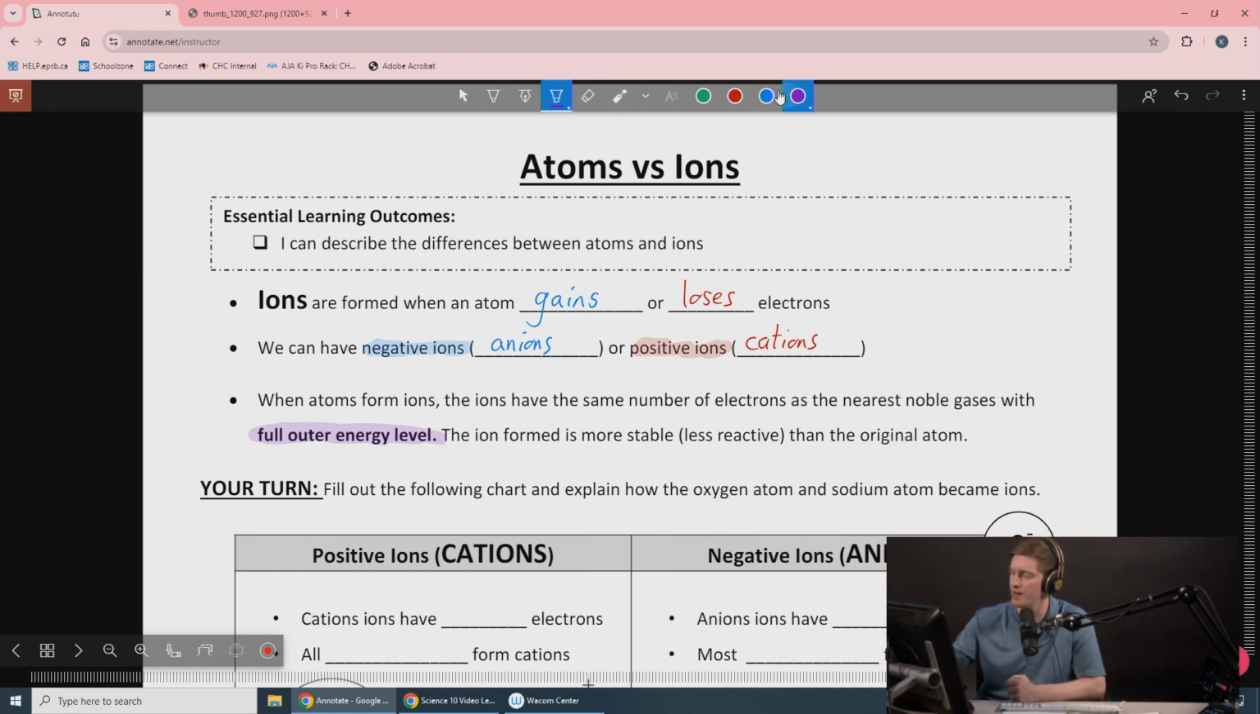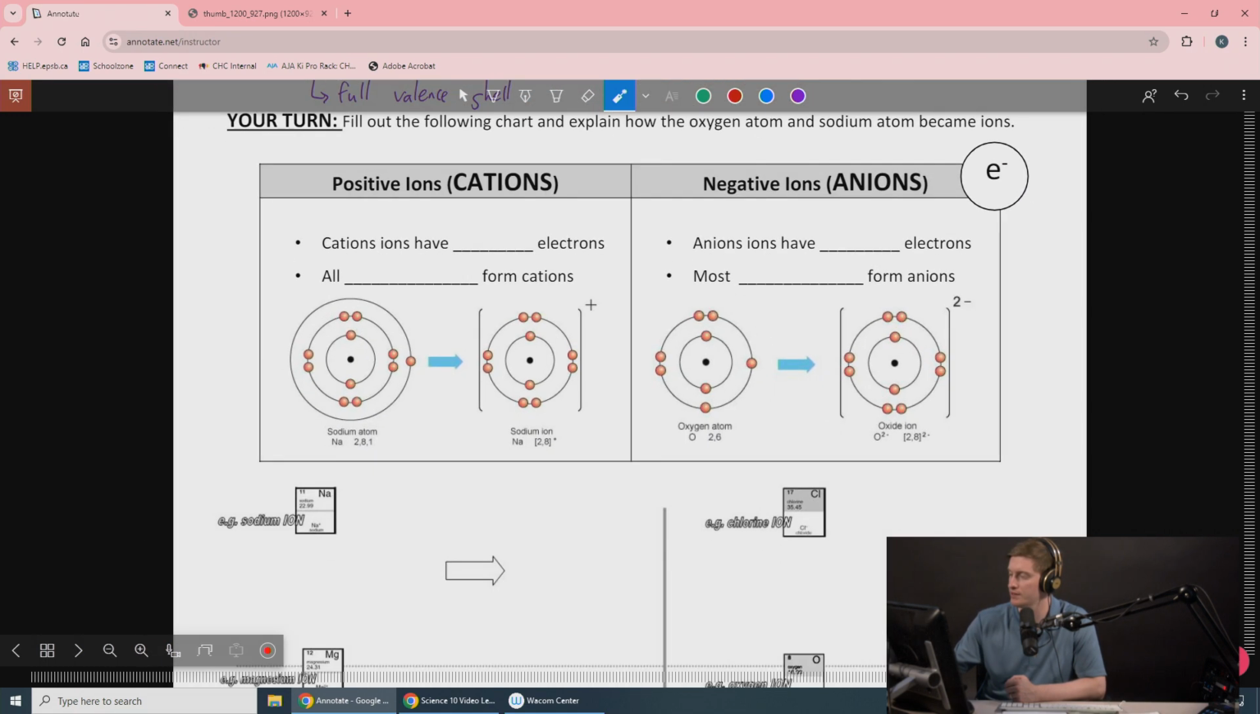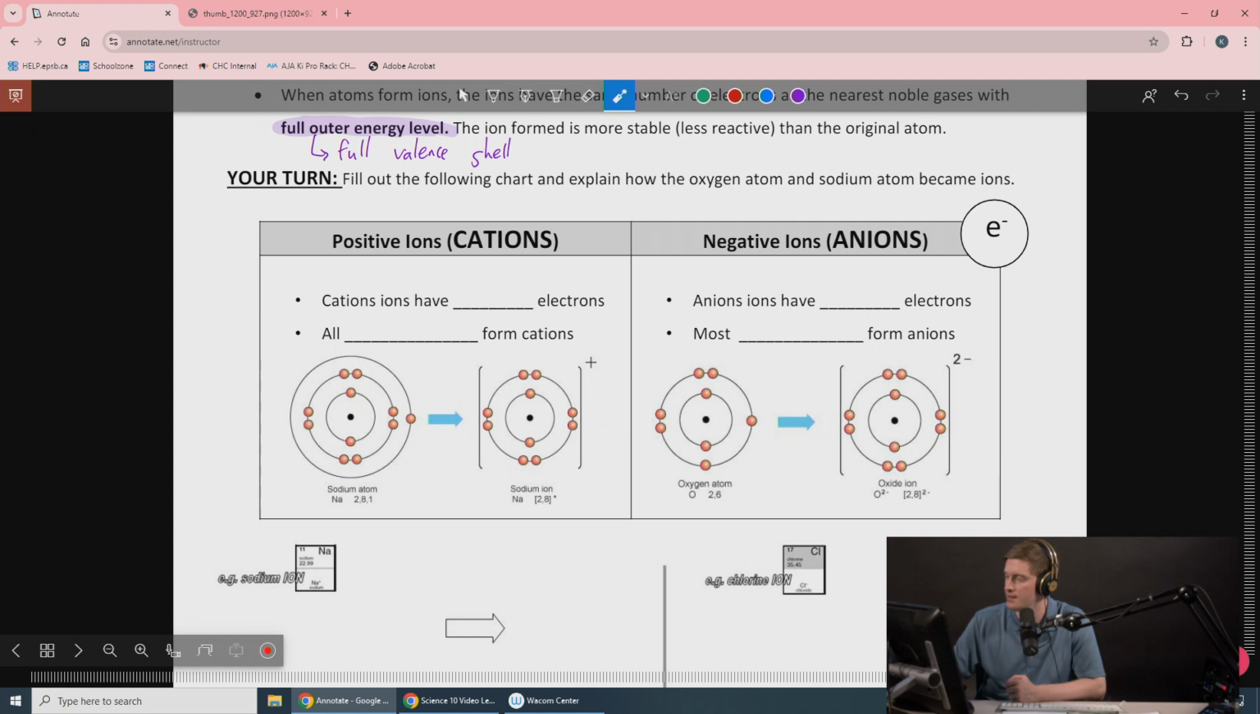Another word for this is we have a full valence shell. For atoms in the second and third period, this is going to mean 8 electrons. If we take a look down here, there are 2 ways that atoms can get their outermost energy level to have a full valence shell. They can form cations or they can form anions.